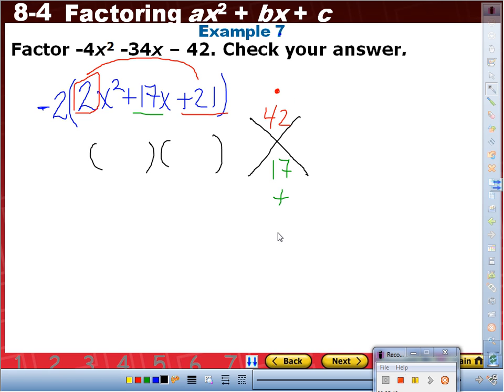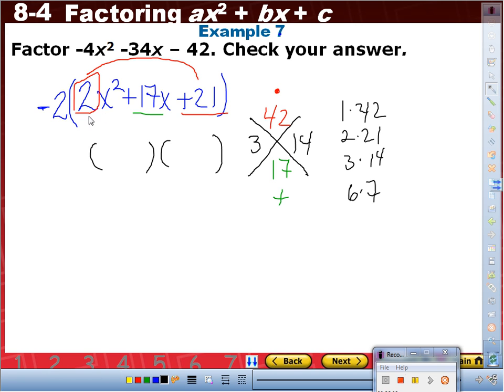So let's list the factors of 42. 1 times 42, 2 times 21, 3 times 14, 4 times nothing. What else? 5, 6 times 7. Which of those adds up to 17? 3 and 14. So now, check this out.